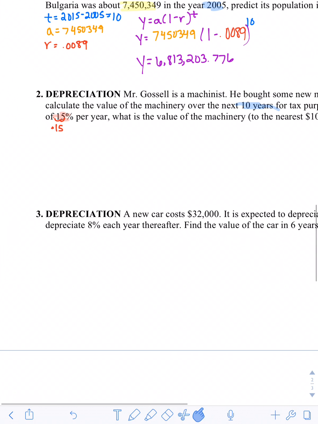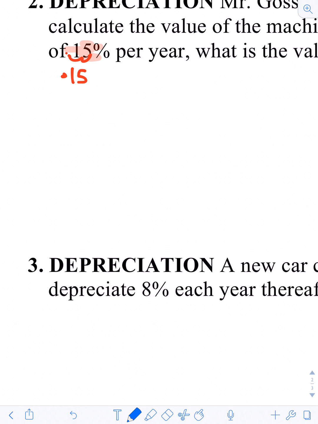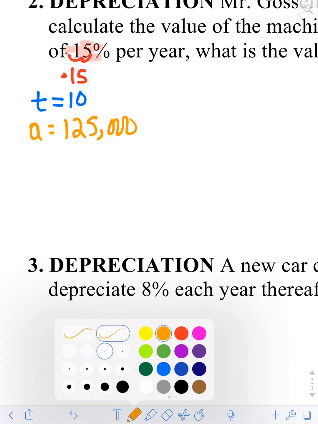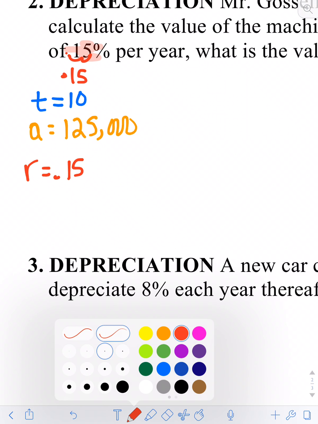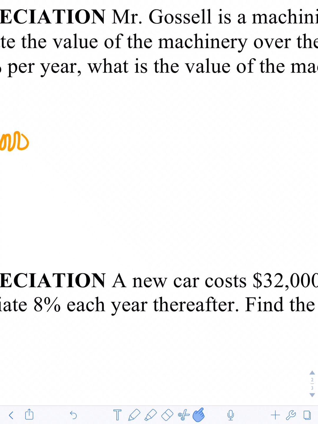So this one first, because I'm getting the habit of doing it, I'm going to write my time. Time is 10 years. My initial amount was $125,000, and my rate is 0.15. I know this is using the minus sign, the decay, because it says that it depreciates. So I'm going to write my equation: y is equal to a(1 minus r) to the power of t. And again, it's depreciating, so that's why we use the decay.